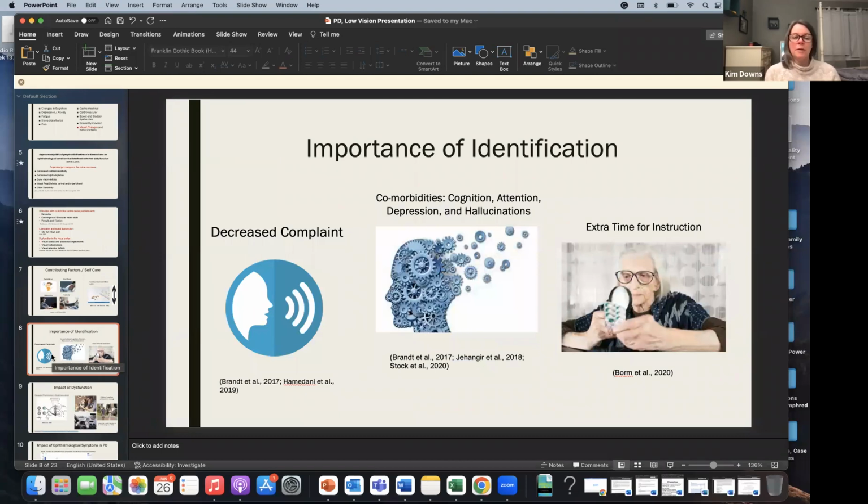So it's important for us as therapists to pay attention to the potential for visual changes for people with Parkinson's disease. Multiple studies show that this population has decreased complaint or report of their visual changes. So especially double vision, believe it or not, blurry vision, even decreased awareness of color vision. These things could be happening, and the person just does not think to mention them.